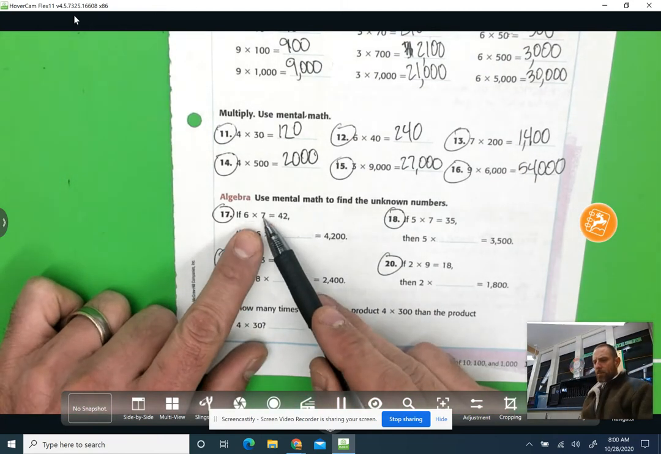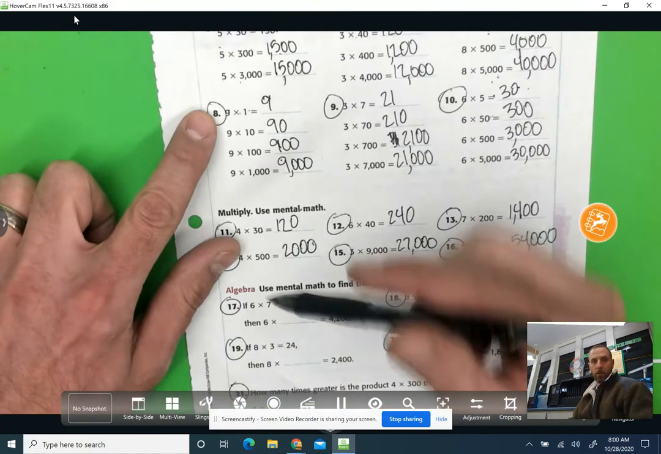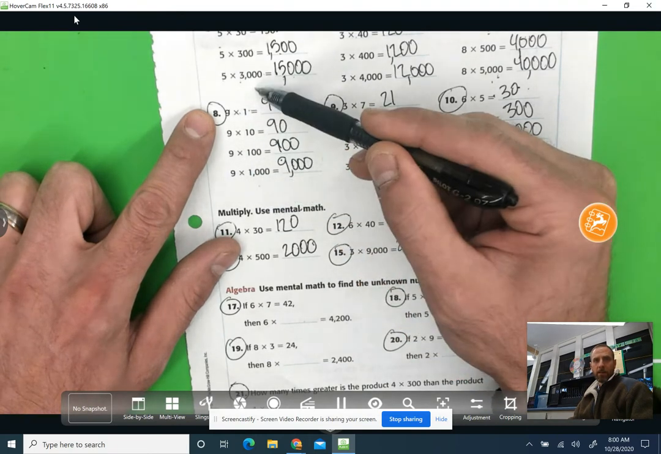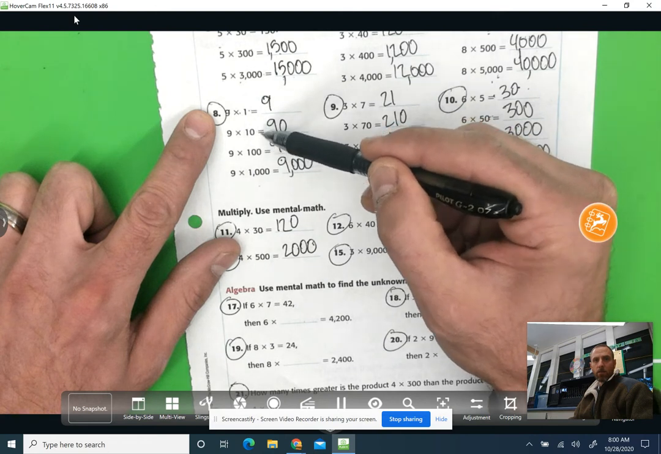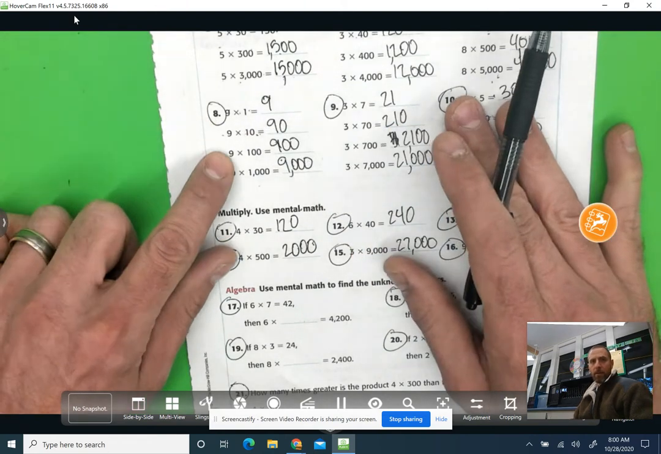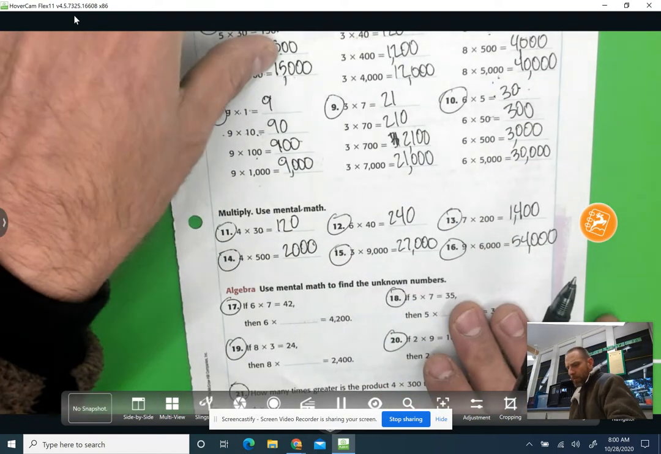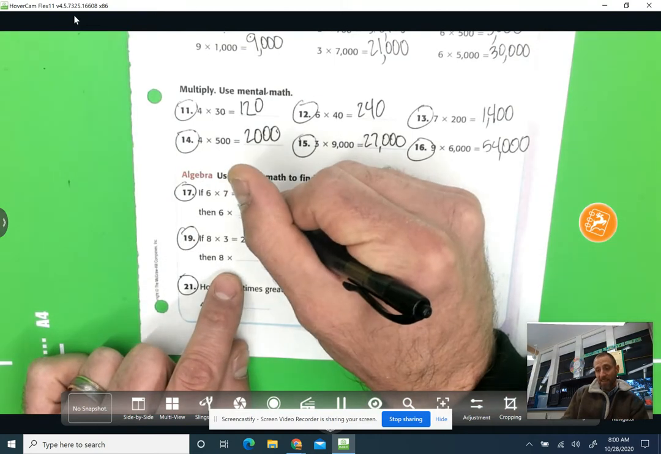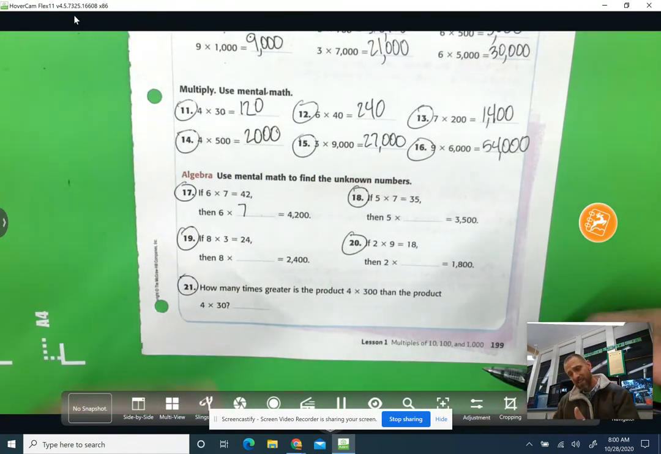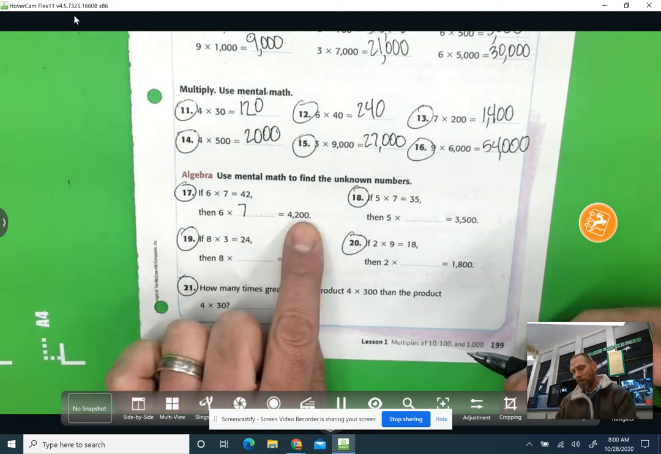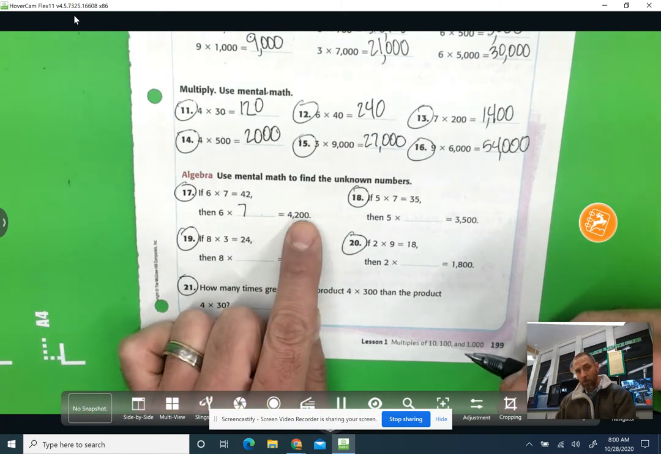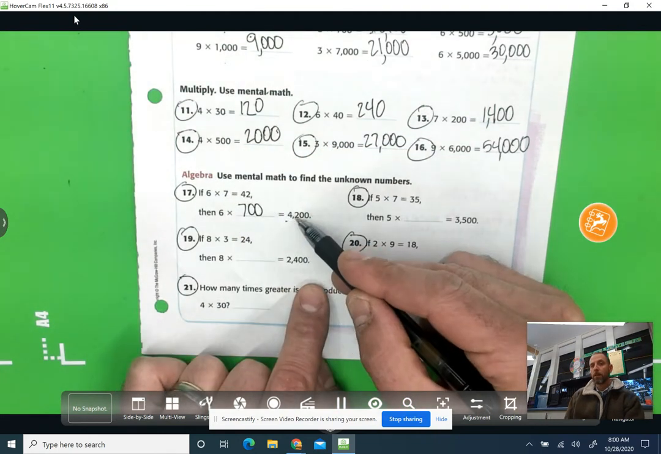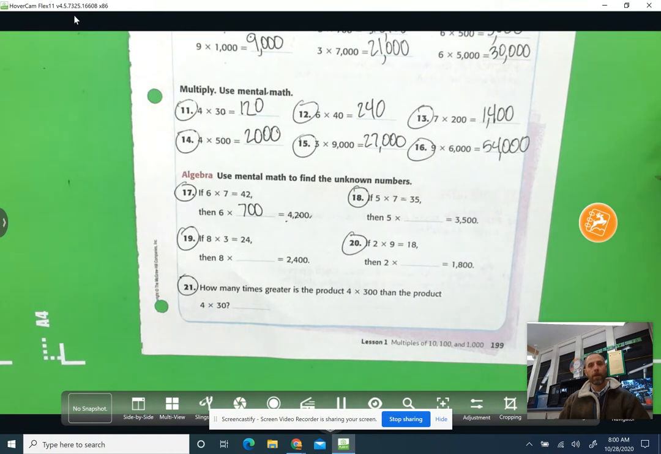Remember, as we were moving down the list here, say in number 8, our factor was 9 and 1, right? But we continued adding zeros to the factor of 1, so we end up with the factor of 10 and the factor of 100. Well, let's take a look here. Because if 6 times 7 is 42, then 6 times, not 7, but how many zeros are in 4,200? 1, 2. 700 is 4,200. Okay? All right.